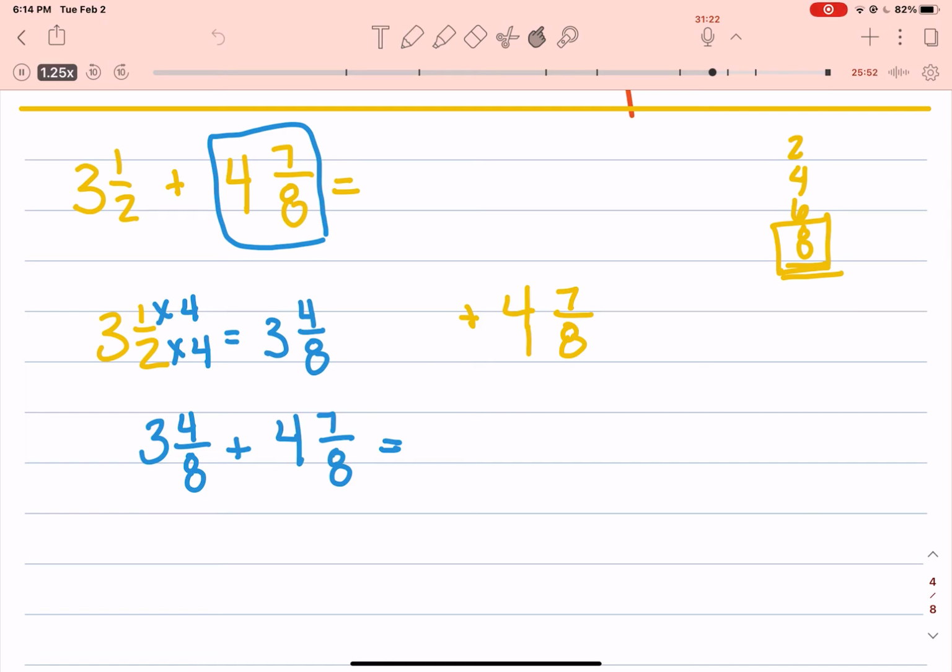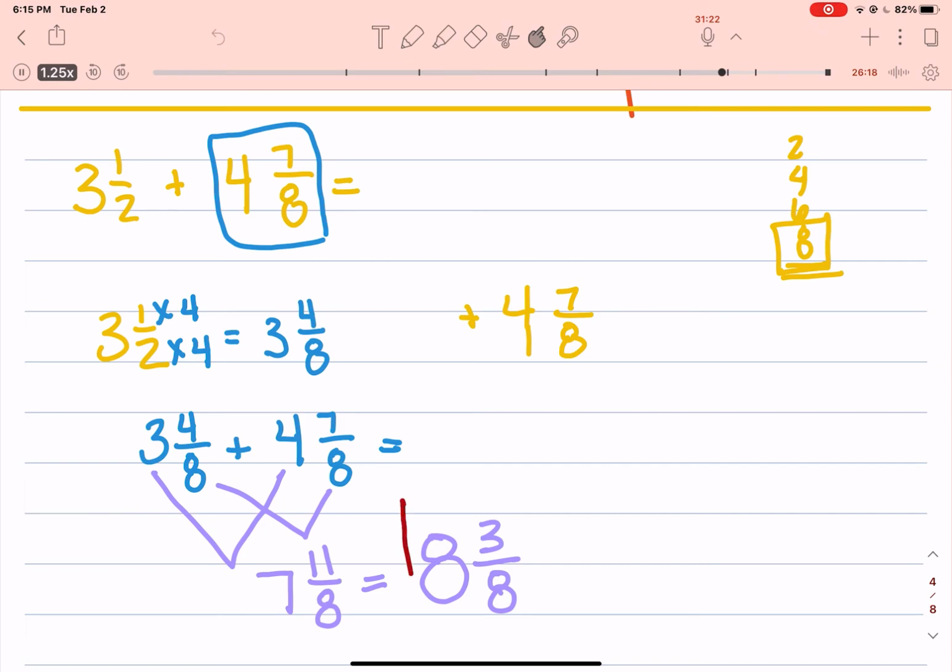Okay, so then what am I going to do? I'm going to add them together. 3 plus 4 is 7. 4/8 and 7/8 is 11/8. And I can simplify that to 8 3/8. And that's my final answer. Well, that was a cool one because we only had to really change one of the fractions because 2 can be skip counted to get to 8.